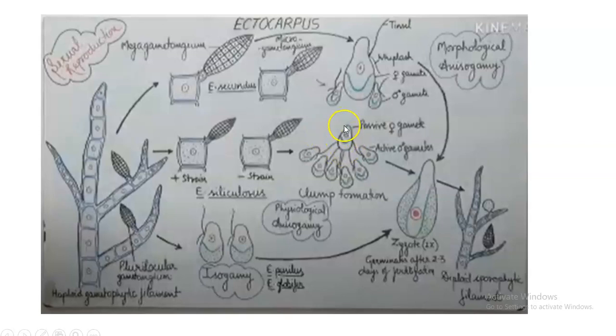Once released, the female gamete will go and settle on a suitable substratum. One thing is common in both morphological anisogamy and physiological anisogamy: after release, the female gamete will settle on a suitable substratum, and it will release a volatile substance called serine.